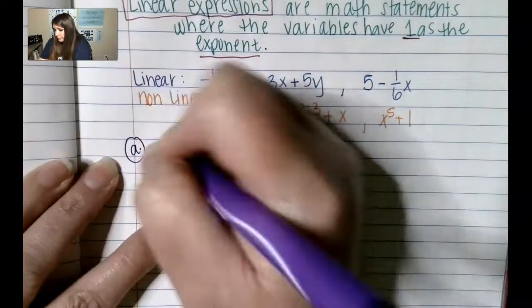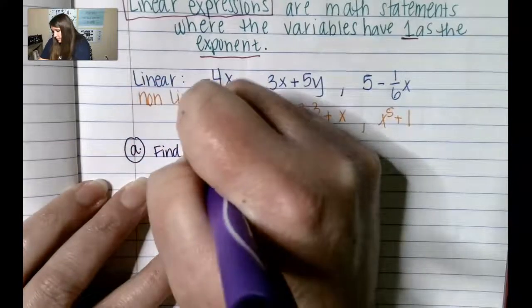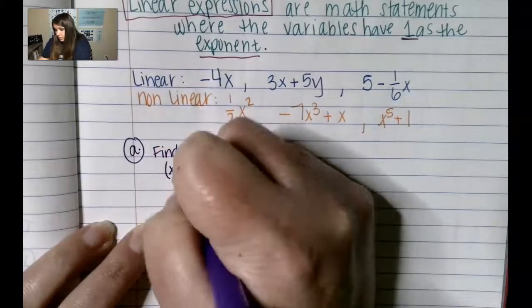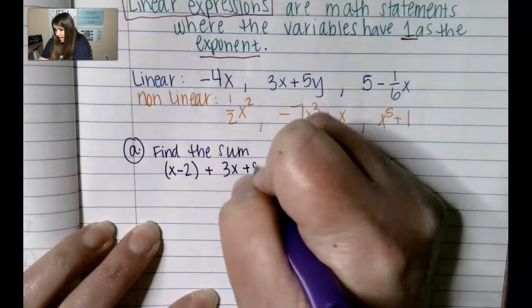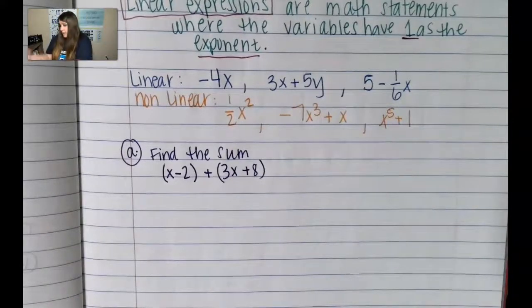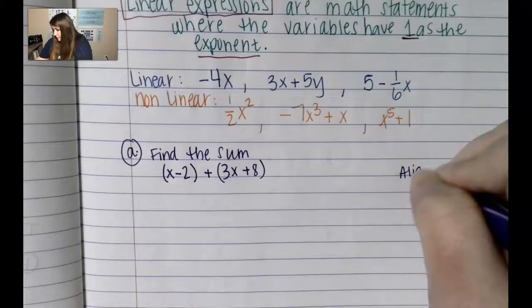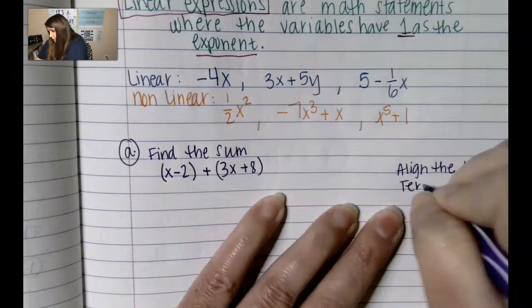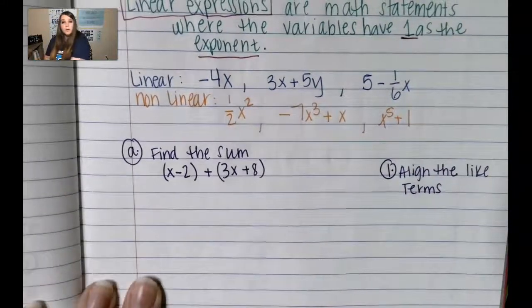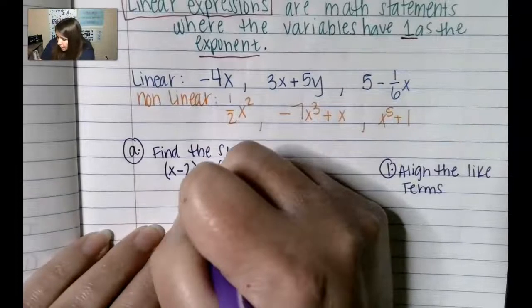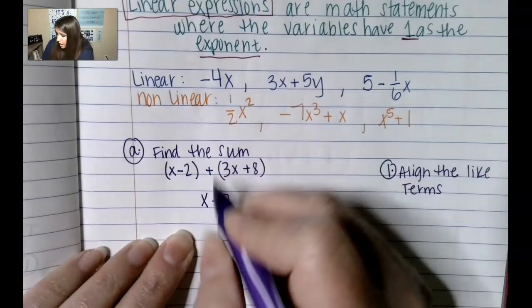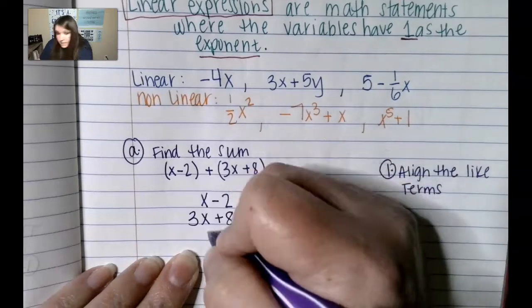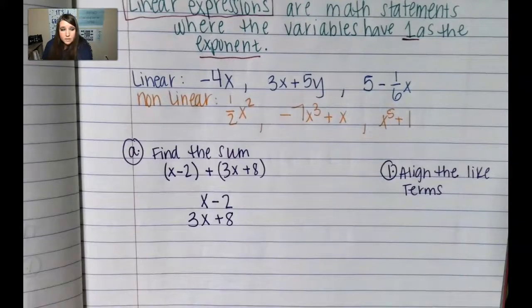So let's look at Example A. It says to find the sum. Okay, and our linear expression looks like this. We have x minus 2 plus 3x plus 8. So the first thing that we can do is to align the like terms. Okay, so that would be step 1. Well, x and x are the same, so I would start out by putting x minus 2, and then underneath the x minus 2, I would just put 3x plus 8. These are the same, these are the same. I'm able to add them vertically.